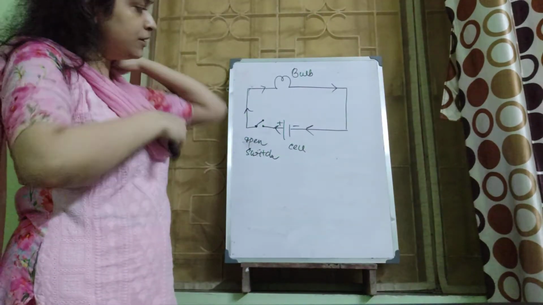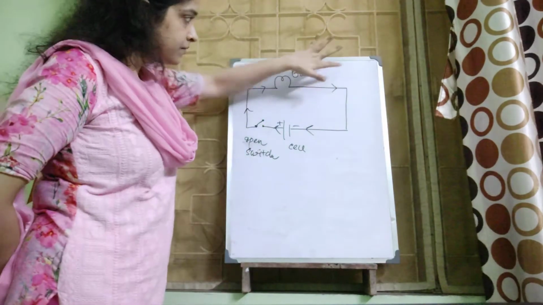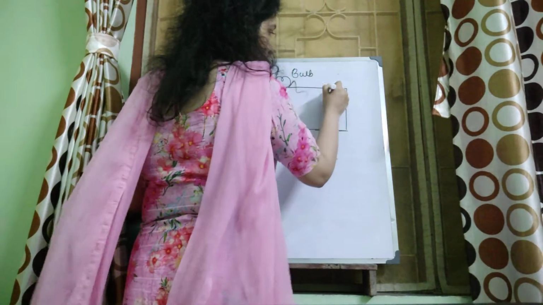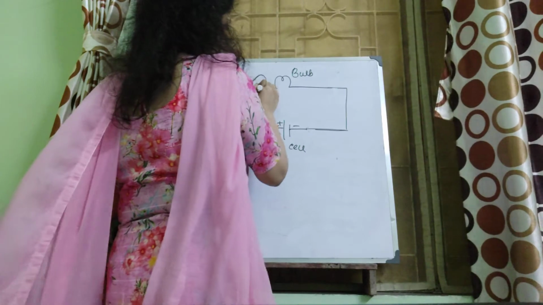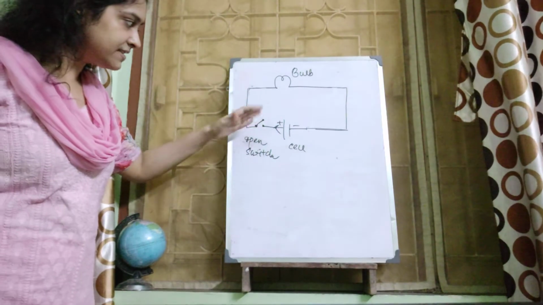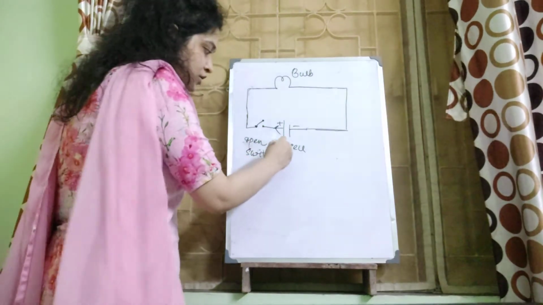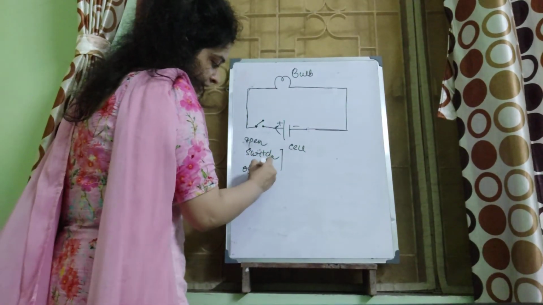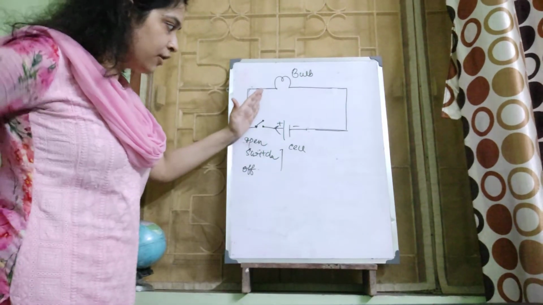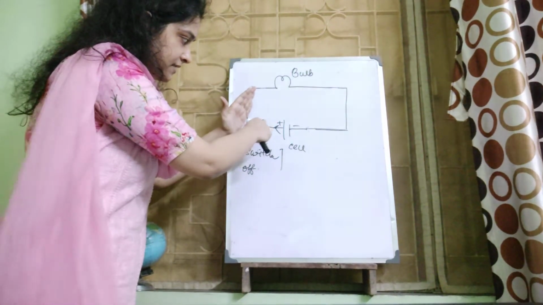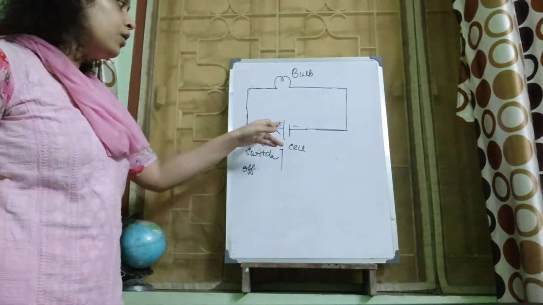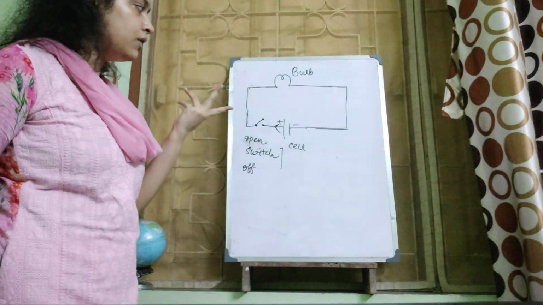Will the current be able to flow now? No. Why? Because the switch is open, or in off position basically. How can the current flow through this gap now? So, current will not be able to flow now.